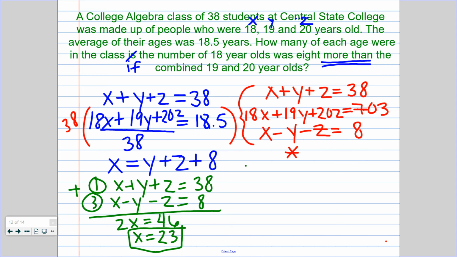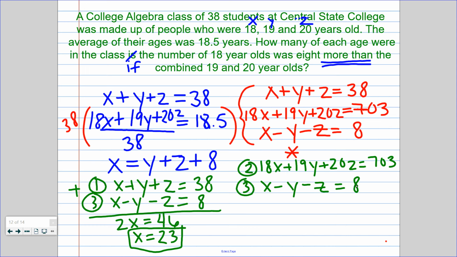So let's say I pair up equation 2 with equation 3. Equation 2 is 18x plus 19y plus 20z equals 703. And my bottom equation is x minus y minus z equals 8. Again, remember we want those y's to cancel. So I'm going to multiply the bottom by 19. That'll give me 19x, negative 19y, negative 19z, and then 8 times 19. Again, I'll pop that one in my calculator, 152.